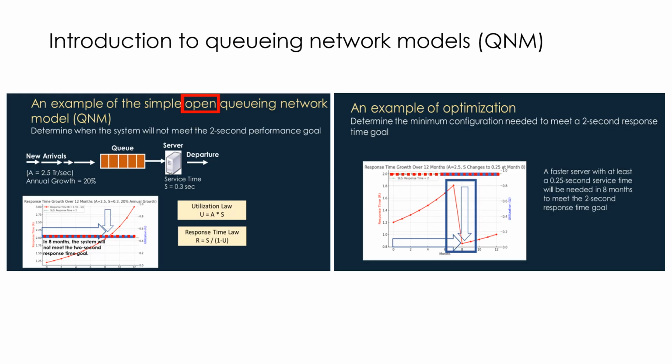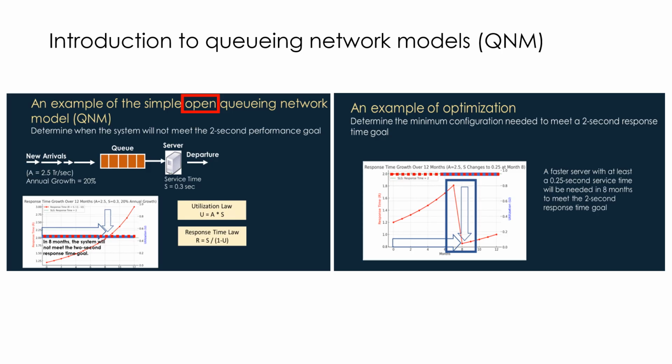Let's illustrate the modeling approach using a simple example of applying an open queue network model to predict the response time for growing workload during the next 12 months. We apply queue network model utilization and response time laws. And when the server utilization is close to 0, the predicted response time is close to service time. Service time is equal to 0.3 seconds.